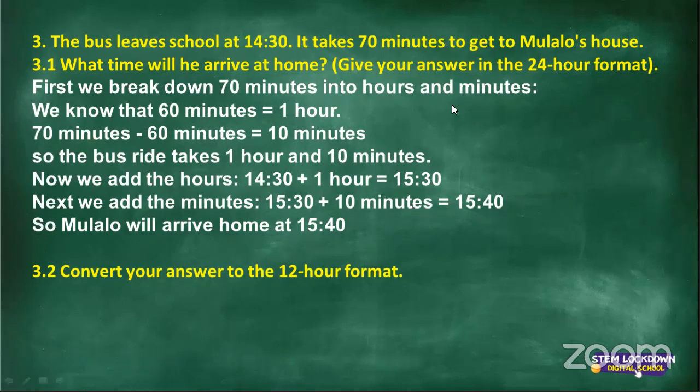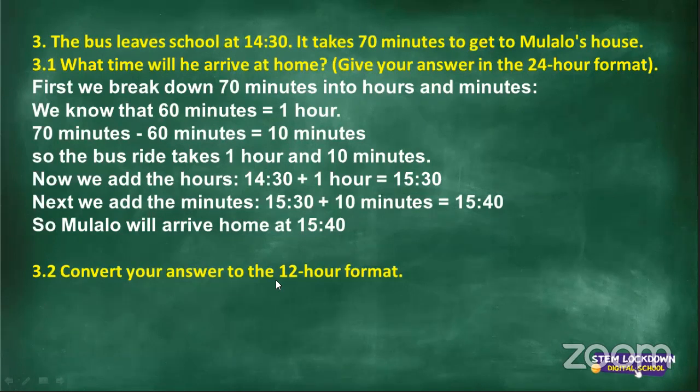I hope you're following. We had the 30 minutes there plus the 10, which was left over from the 70 minus 60. That is why we have 40 minutes there. Then the 15 hours there is from the 14 plus the 1, which was worked out. That's why we have 15:40.